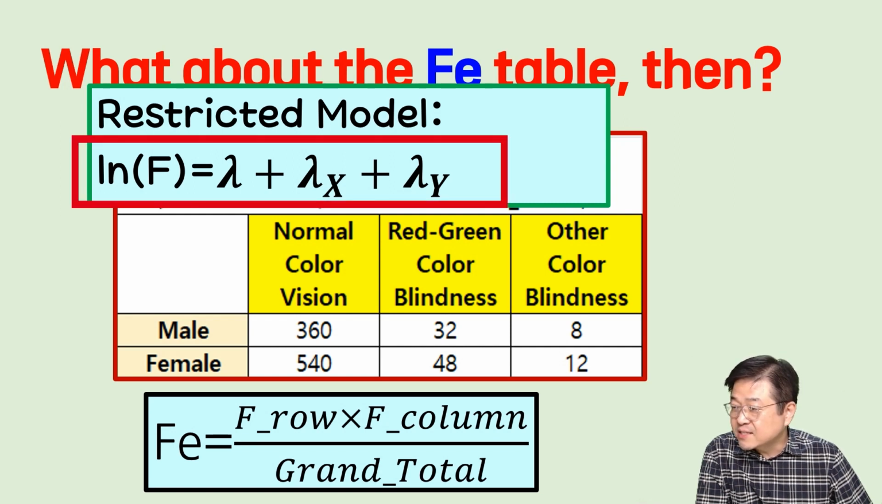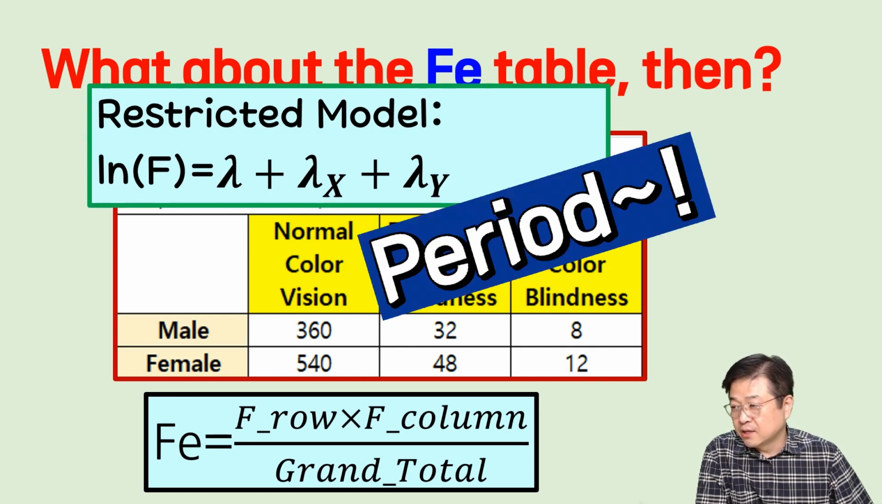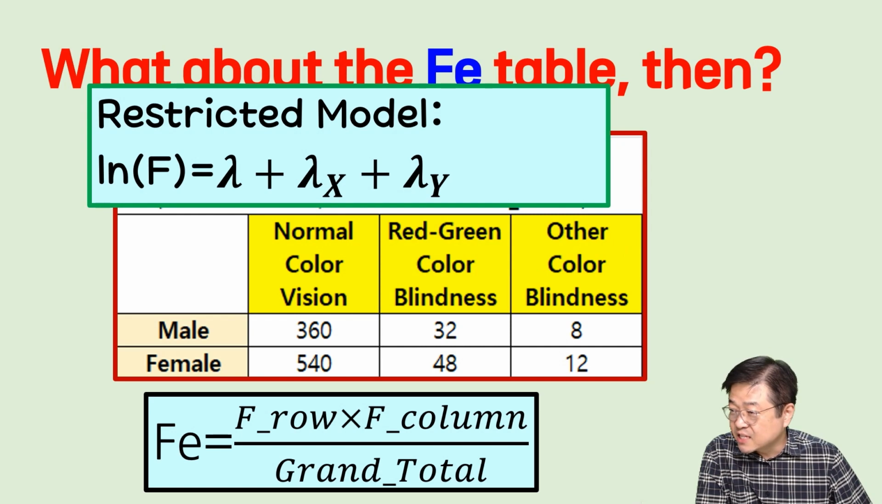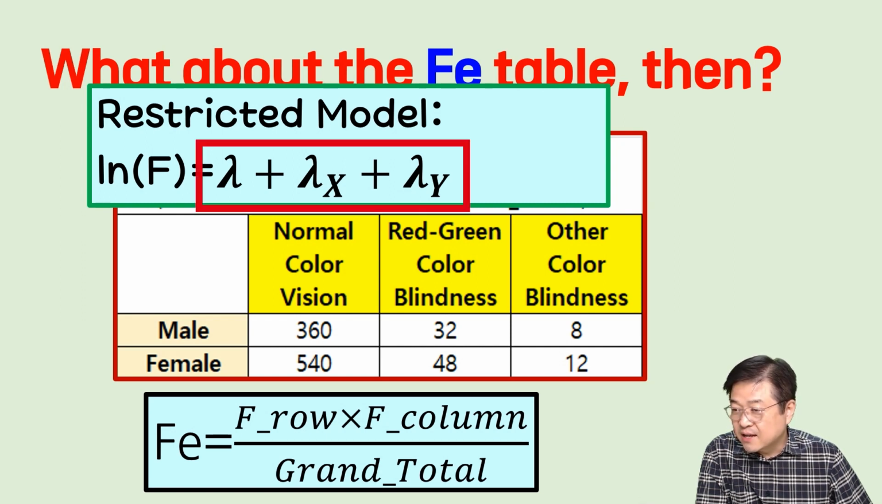So on the left-hand side of the equation, we have the natural log of each frequency value, and then on the right-hand side of the model, we first have lambda, which is the constant effect, and then lambda x, which is the main effect of x, and then lambda y, which is the main effect of y, period. Now, to predict these expected frequency values from the restricted model, we have to calculate or estimate each parameter of the restricted model, that is lambda, lambda x, and lambda y.